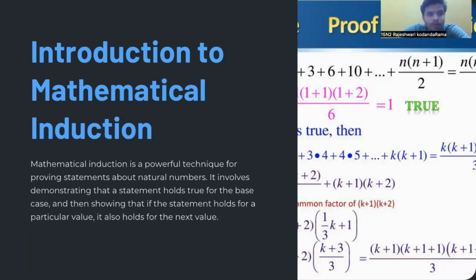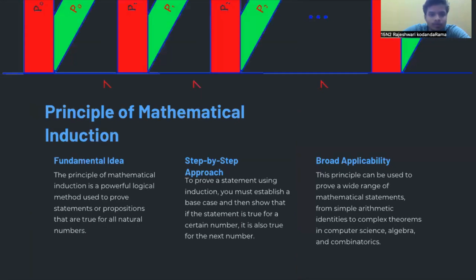Today I'm going to discuss the topic Introduction to Mathematical Induction, which is a topic from Discrete Mathematics of fourth semester CSE. Mathematical induction is a powerful technique for proving statements about natural numbers. It involves demonstrating that a statement holds true for the base case and then showing that if the statement holds for a particular value, it also holds for the next value. The principle of mathematical induction.